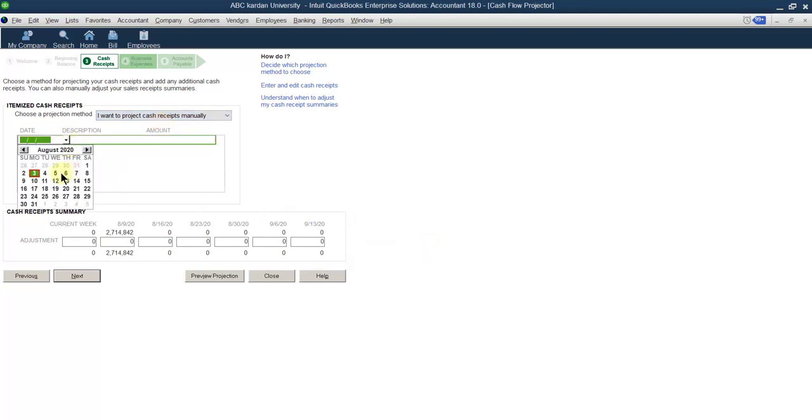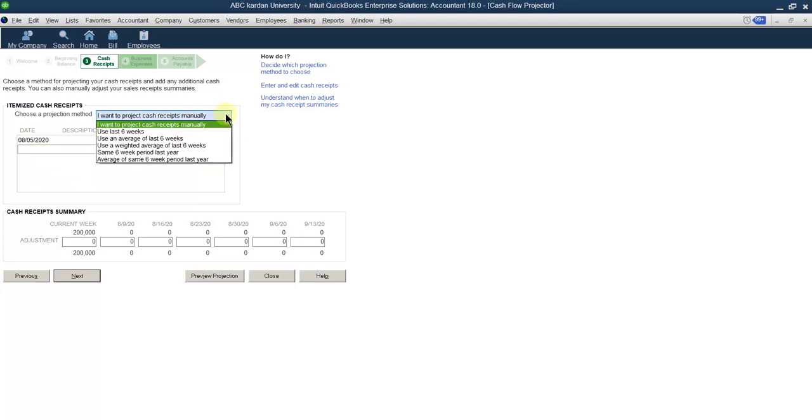Then you have to select the date, then the description, and then the amount, for example, how much you will receive. I will receive, for example, 20 lakh. Then you select the next date and so on. For example, which day, how much will you receive from where? All these things can be done manually. This is one of the ways that you can estimate your inflows.